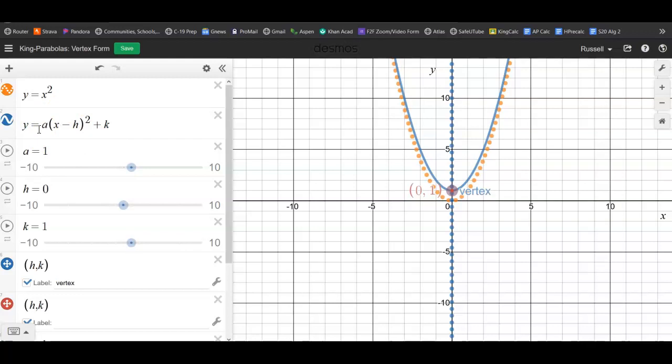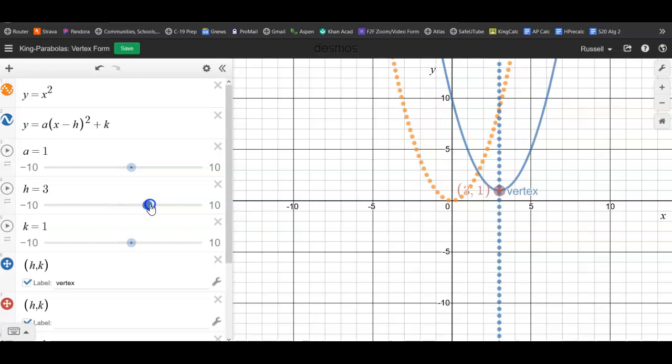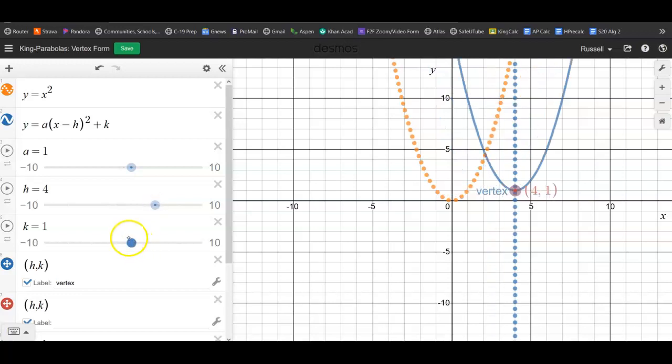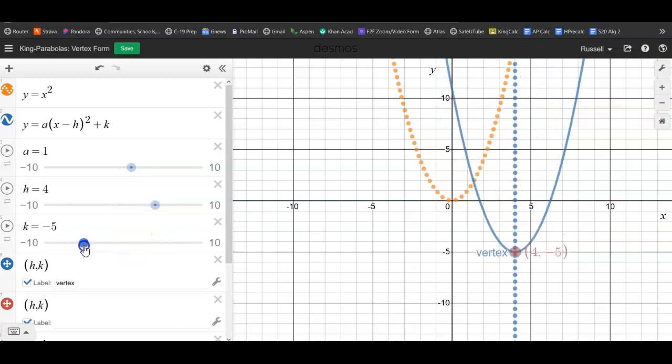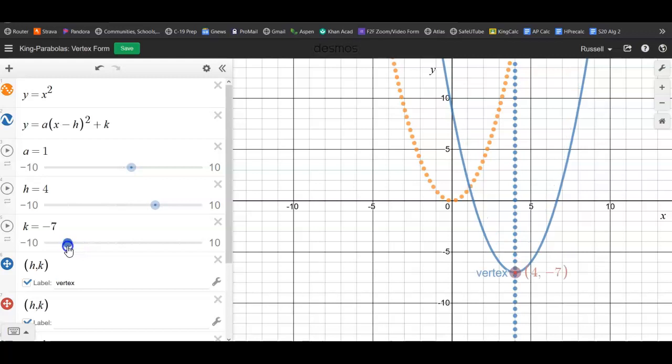Now, we're going to do something that's pretty cool here. I'm going to put h in as 4, and I'm going to put k in as -7, right there. Now look at something. At this point, I'm going to take a picture of this, and we're going to go back into the notebook.